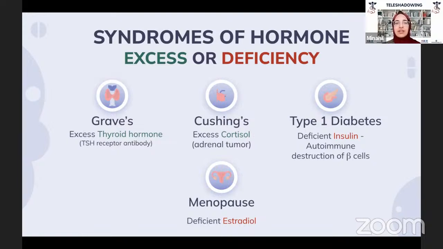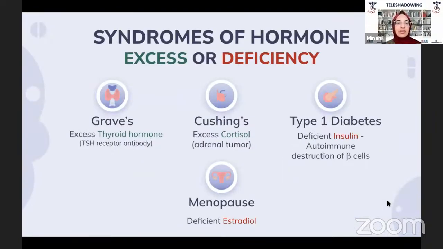Another example of a deficiency in hormones is estradiol. Estradiol is basically the precursor to estrogen in females. And so over time, females have menopause in the mid to late 50s, some earlier, some later, but that is what causes menopause: a deficiency in estrogen production.